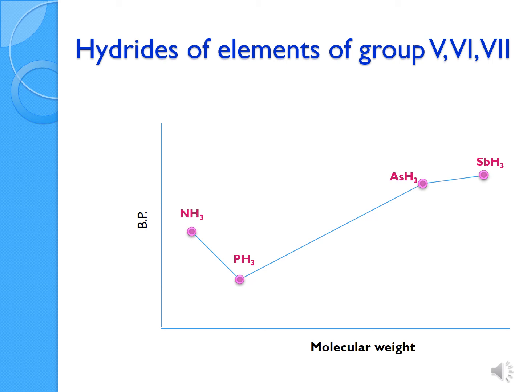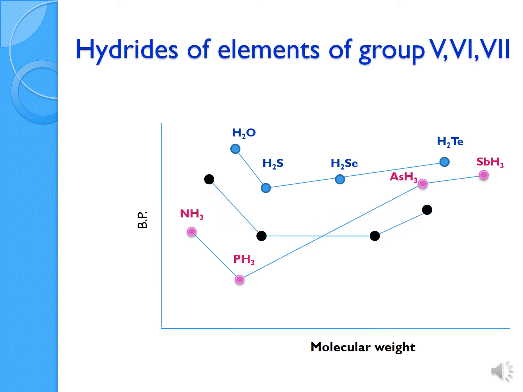But when we move from phosphorus hydride to nitrogen, ammonia, there will be a sudden increase in its boiling point. Now let's see the graph of hydrides of group 6. Group 6 is the oxygen family, that is water, hydrogen sulfide, hydrogen selenide and hydrogen telluride. Again, as we move from hydrogen telluride to hydrogen sulfide, you can see the boiling point decreases. But there is a sudden increase in the case of water.